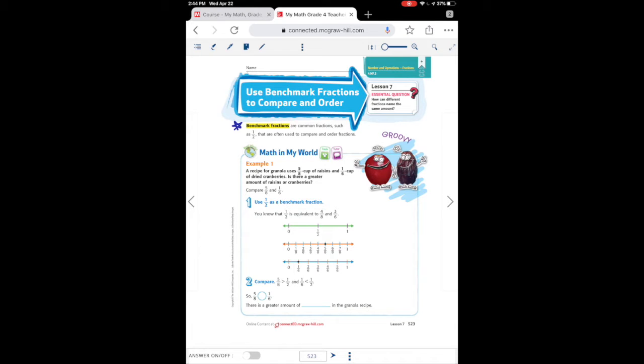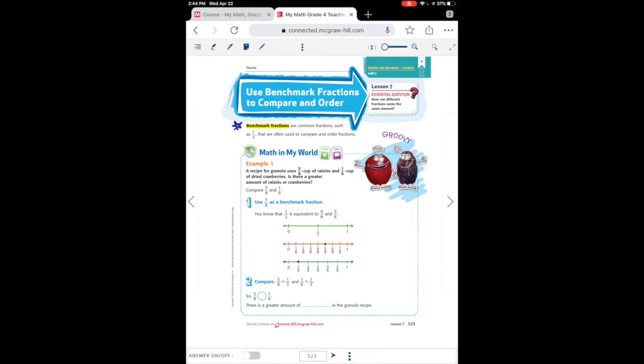What we're doing today is a simpler way, an easier way to compare and order fractions, where all you have to do is draw number lines, graph your fractions on the number lines, and then compare them. It's going to be super simple. So read at the top where it says benchmark fractions are common fractions such as 1/2 that are often used to compare and order fractions. So when we are comparing fractions, even if the problem doesn't say 1/2, we can always use 1/2 as our benchmark.